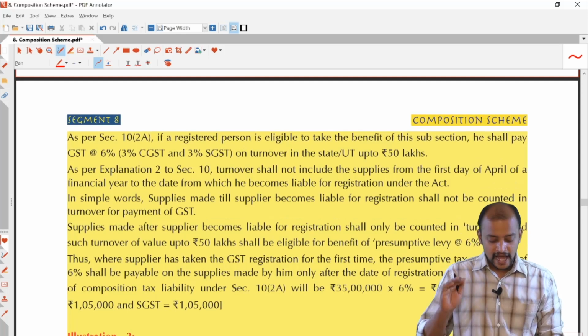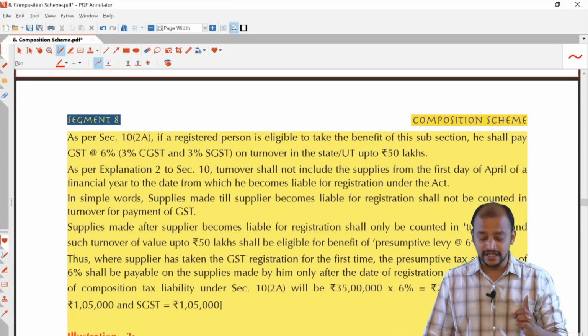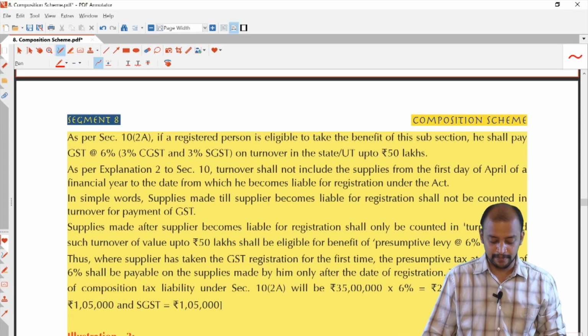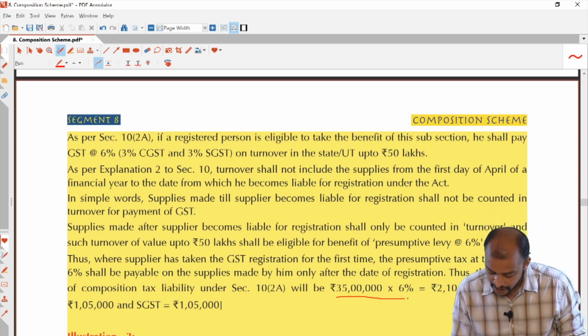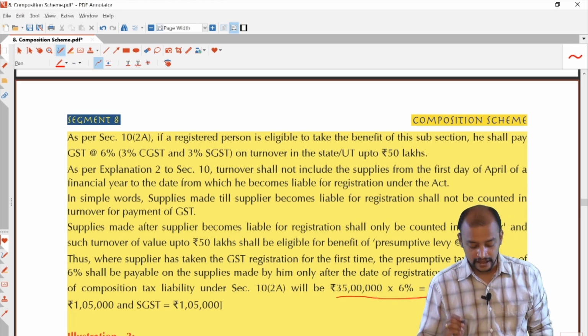See here, as per section 10(2)A, if a registered person is eligible to take the benefit of this subsection, he shall pay GST at the rate of 6%. So what we need to do here? On 35 lakhs we need to pay 6%, that is 2,10,000.